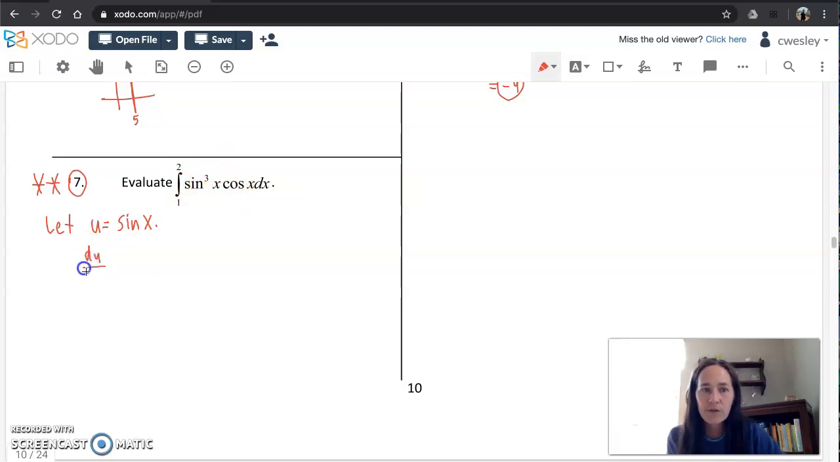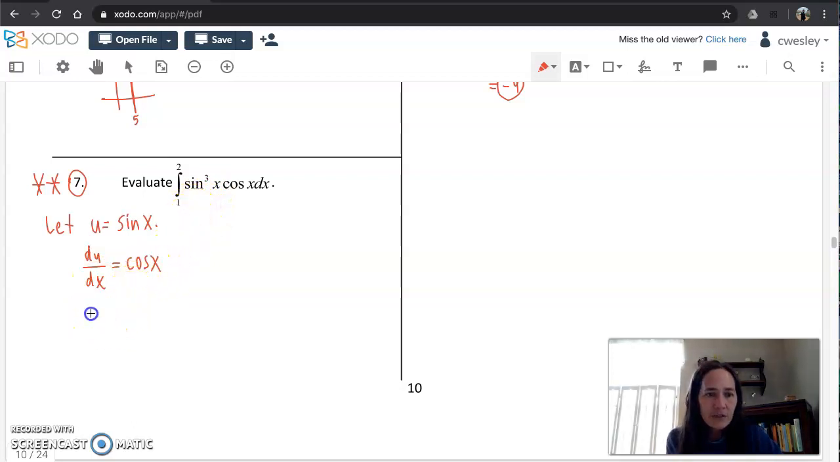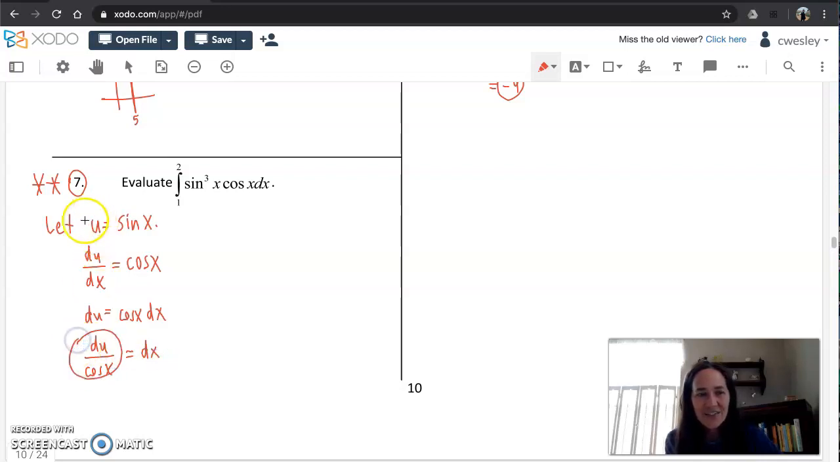So speaking of derivatives, the side work for u substitution was to take a derivative here, find a du dx, and that is cosine of x. Then we got du by itself. That was usually our strategy so that we could get this whole problem in terms of u. So du equals cosine of x dx and du over cosine of x. Man, I missed u substitution, let me tell you. This and this are your puzzle pieces to plug back into the original.